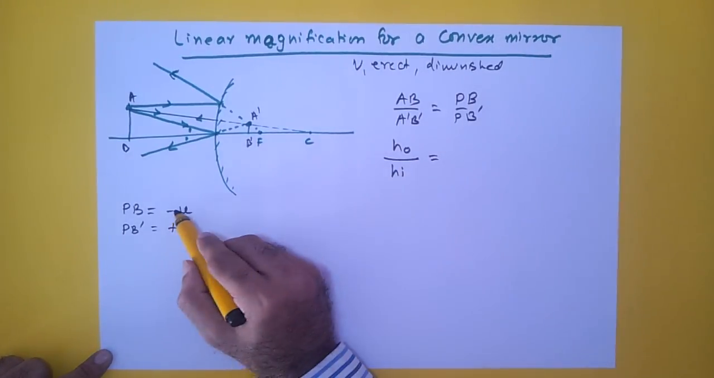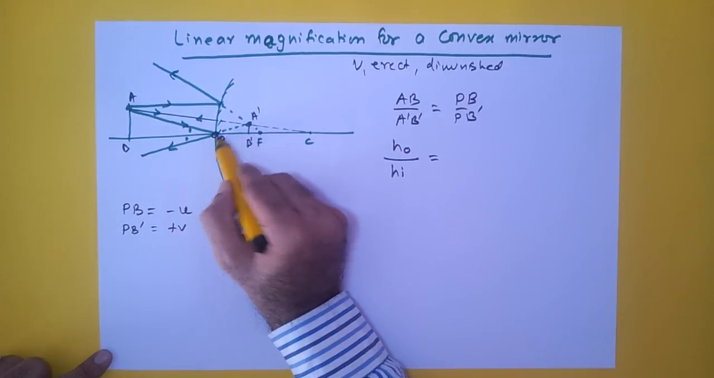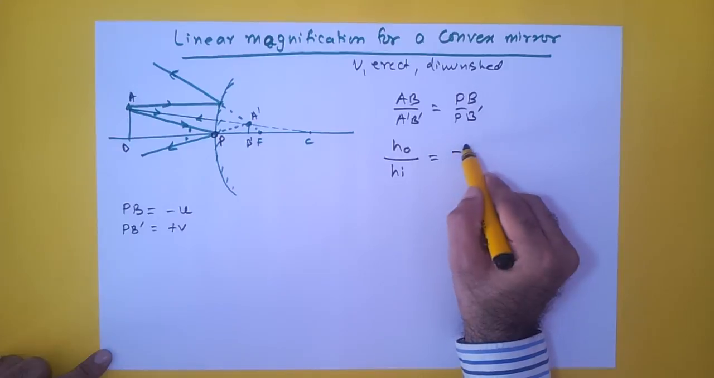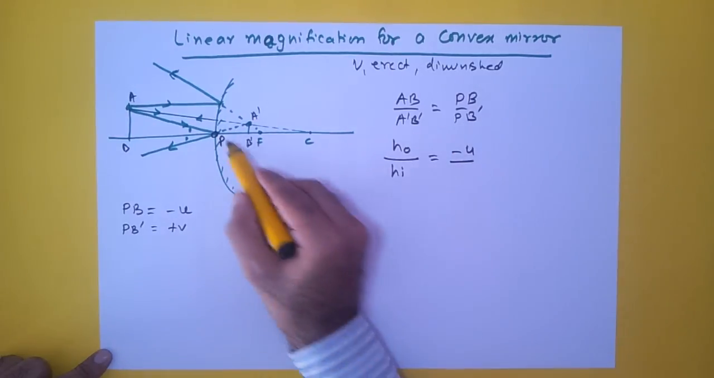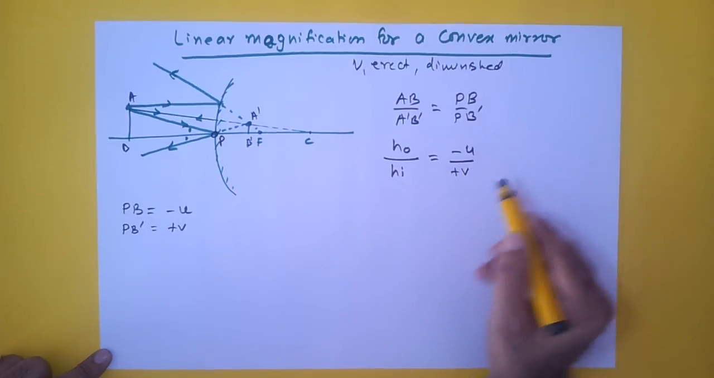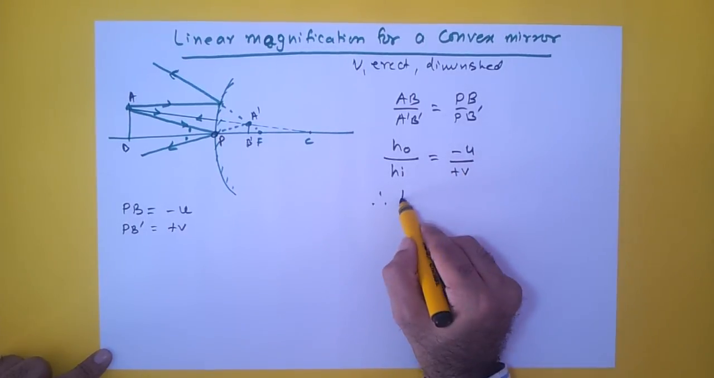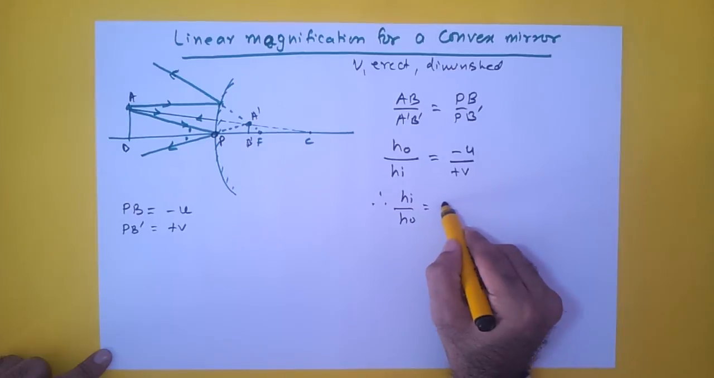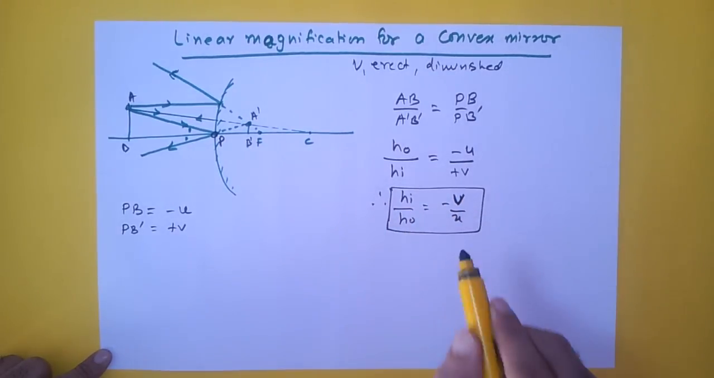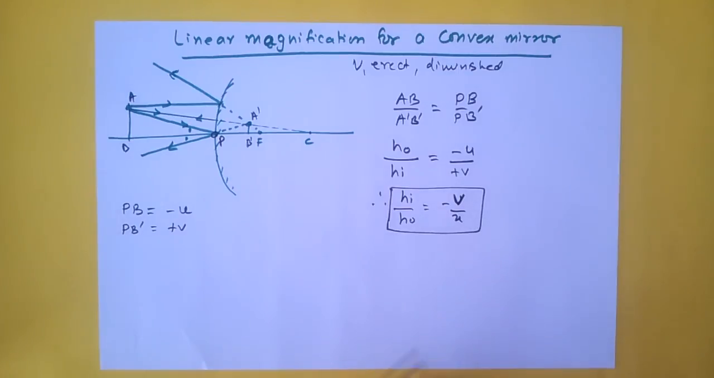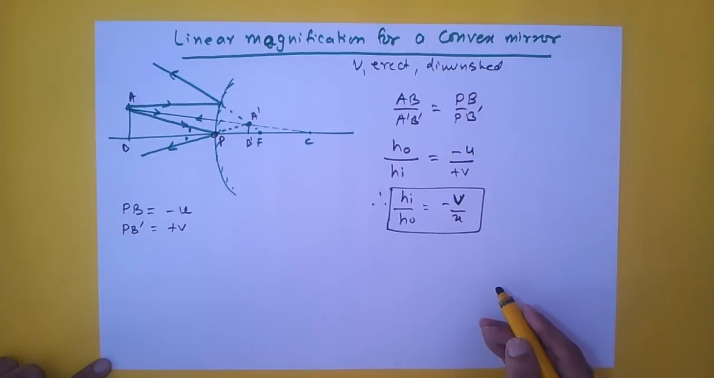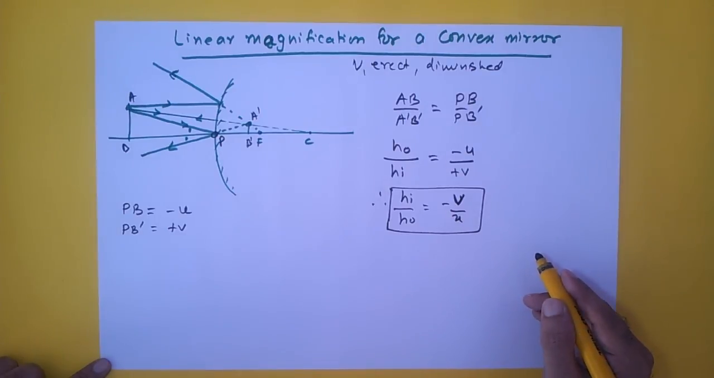What about PB? This is P, PB is in the direction opposite to the incident ray. So I'll get minus U. What about PB dash? PB dash is in the same direction as incident ray, so plus V. And therefore, if I write inverse of this, Hi upon Ho is equal to minus V upon U. And thus we get the same equation. So for all spherical mirrors, Hi upon Ho is equal to minus V upon U. That's the equation we are getting.